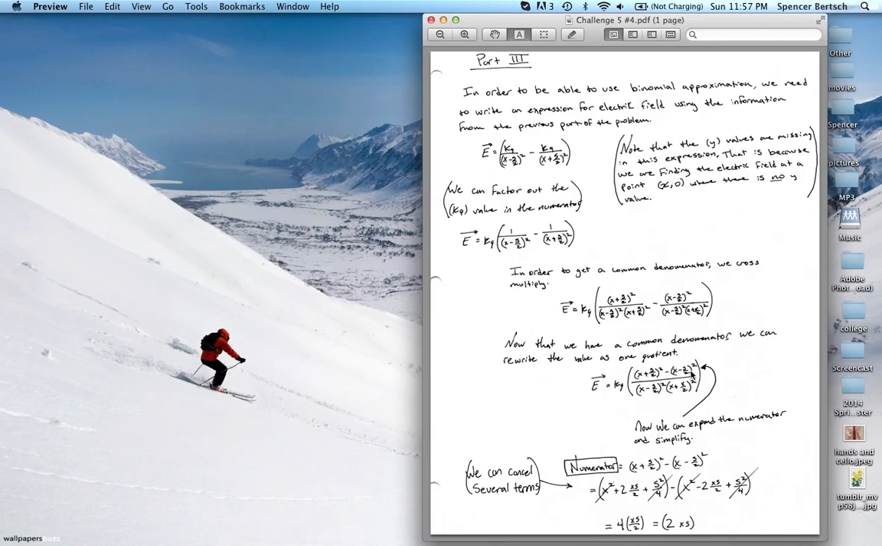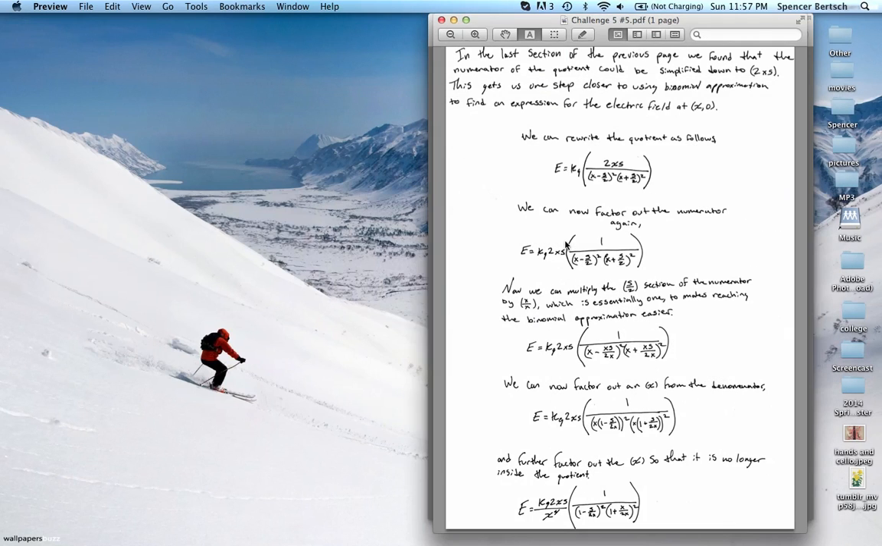And then you can actually just expand the top here, and then you can see down here a lot of things cancel out, which is really nice because you're left with just 2xs on top. So next page, it looks like this. So E equals KQ 2XS over this value here.